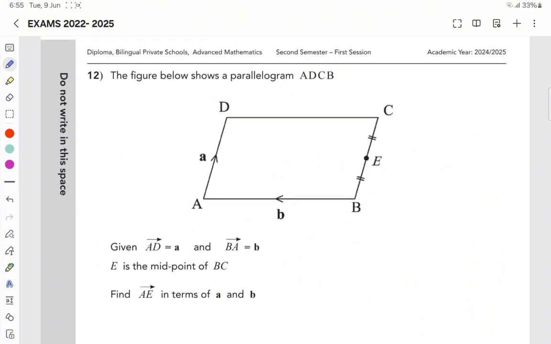Vectors. We know that to add vectors in geometry, we just start from the beginning of the first to the end of the last. Read the question: given AD equals a, so from A to D, he gave me the direction. And BA equals b, from B to A, he gave me the direction. Find AE. We just join from A to E and put the direction, in terms of a and b.